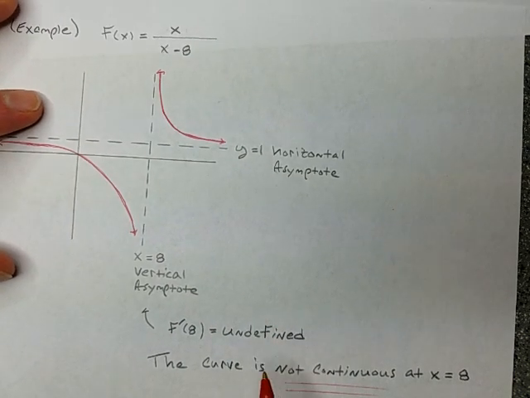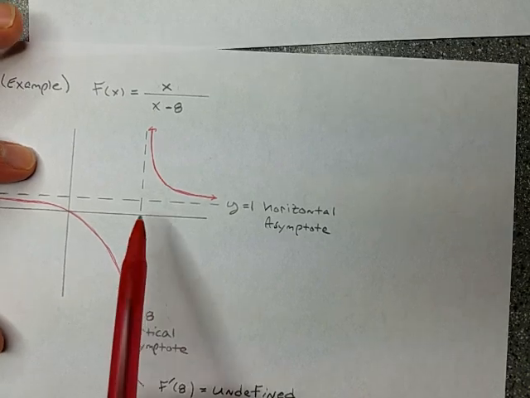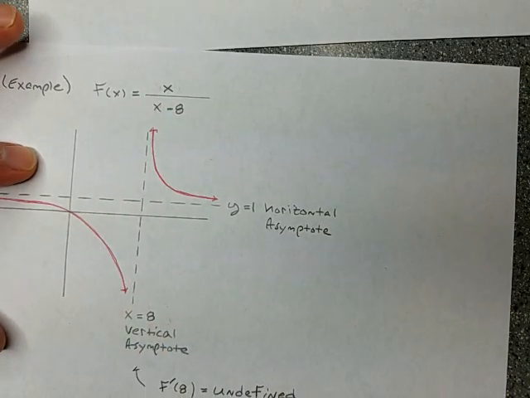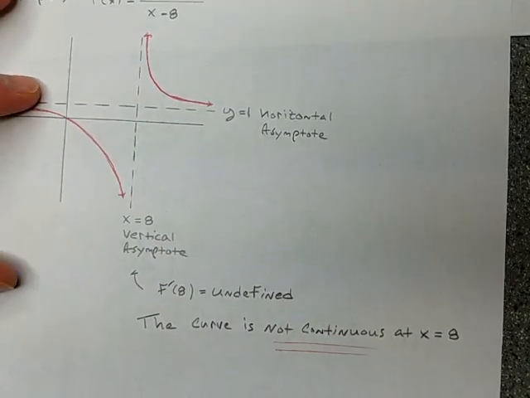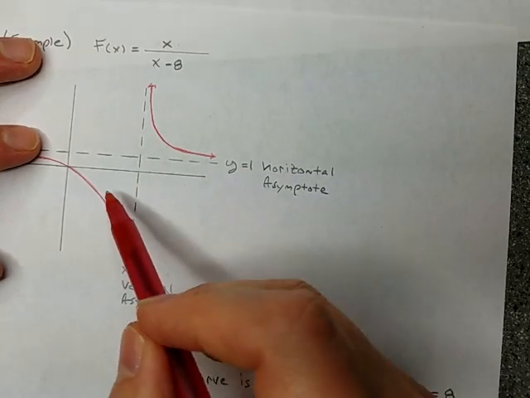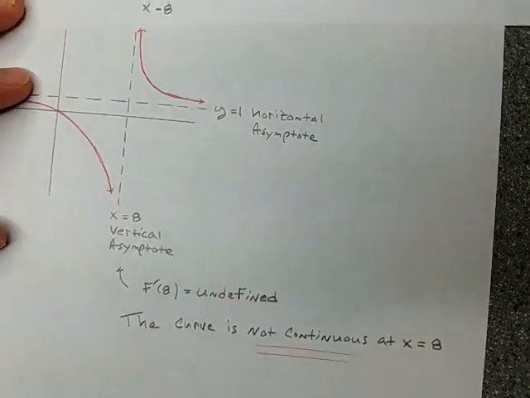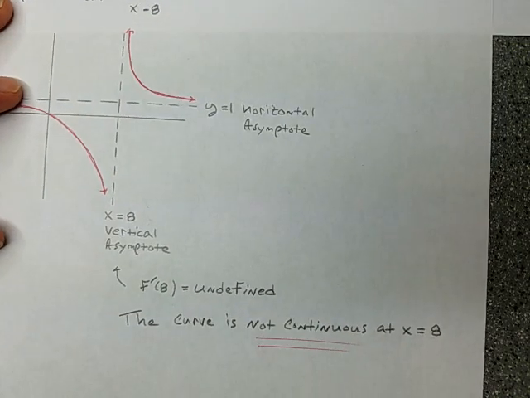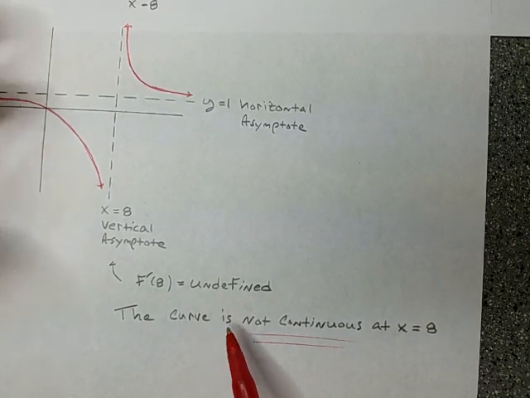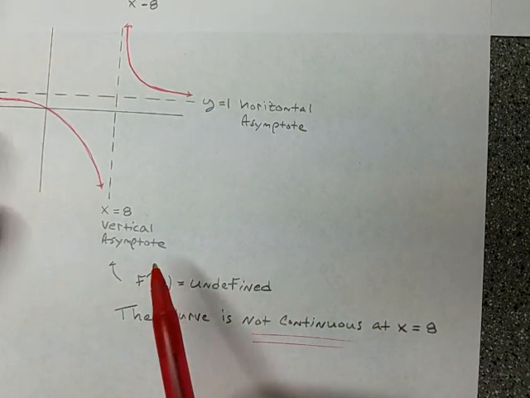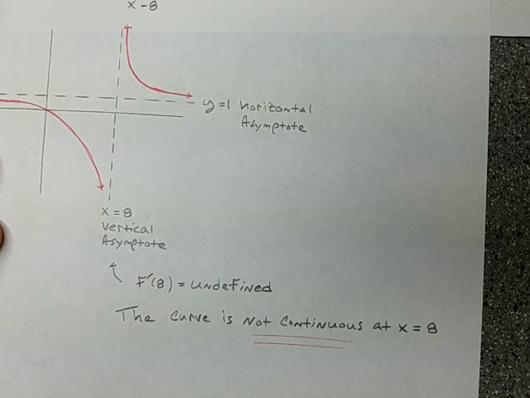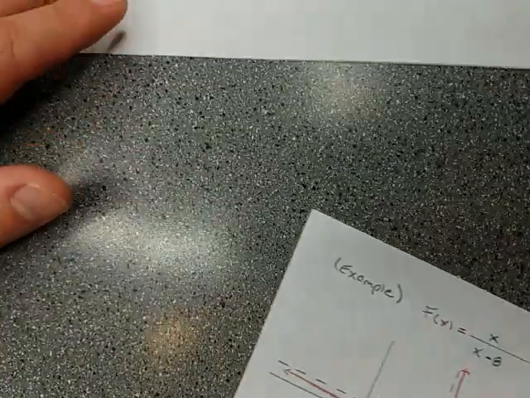There's no way for me to tell you the slope of the curve at 8 if the curve doesn't even exist at 8, if there's not a point there, or at least if it's not continuous and doesn't connect on itself that way. So if it's not continuous at 8, the derivative can't have an answer. All right, so those are all the possibilities.